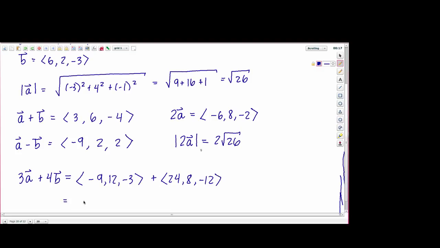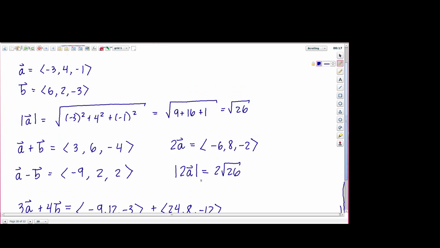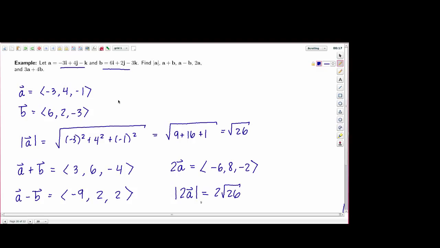And now we just want to add these together. So -9 and 24 we get 15. 12 and 8 gives us 20, -3 and -12 gives us -15. So the point of this example is working with our 3-dimensional vectors algebraically, and again, you can either work in component form as I've done, or you can work in the IJK, the basis vectors notation.